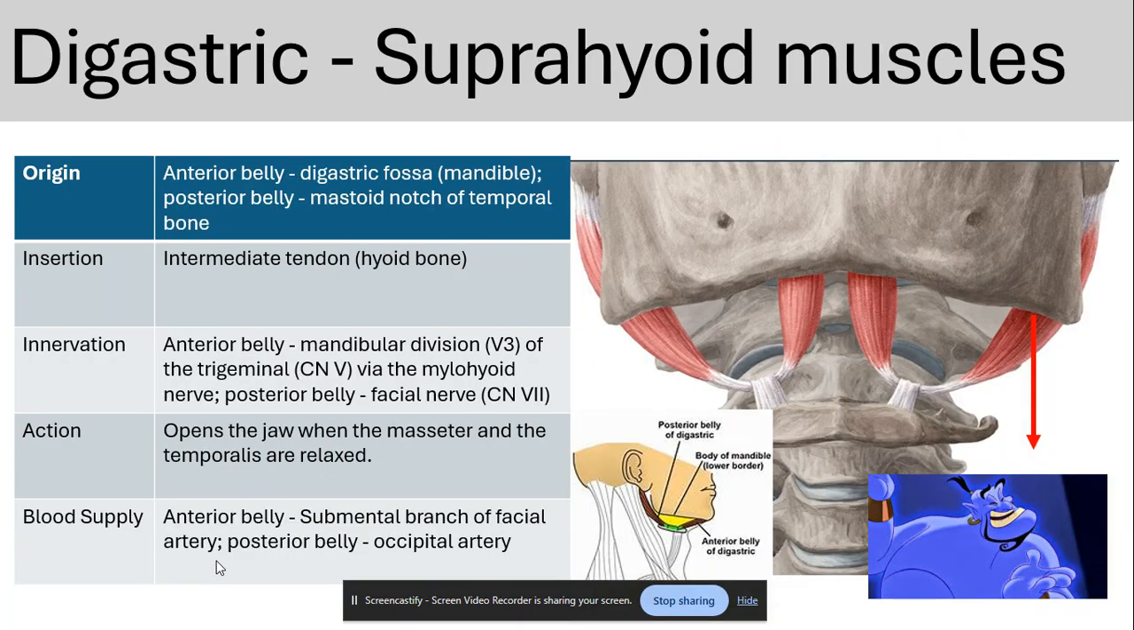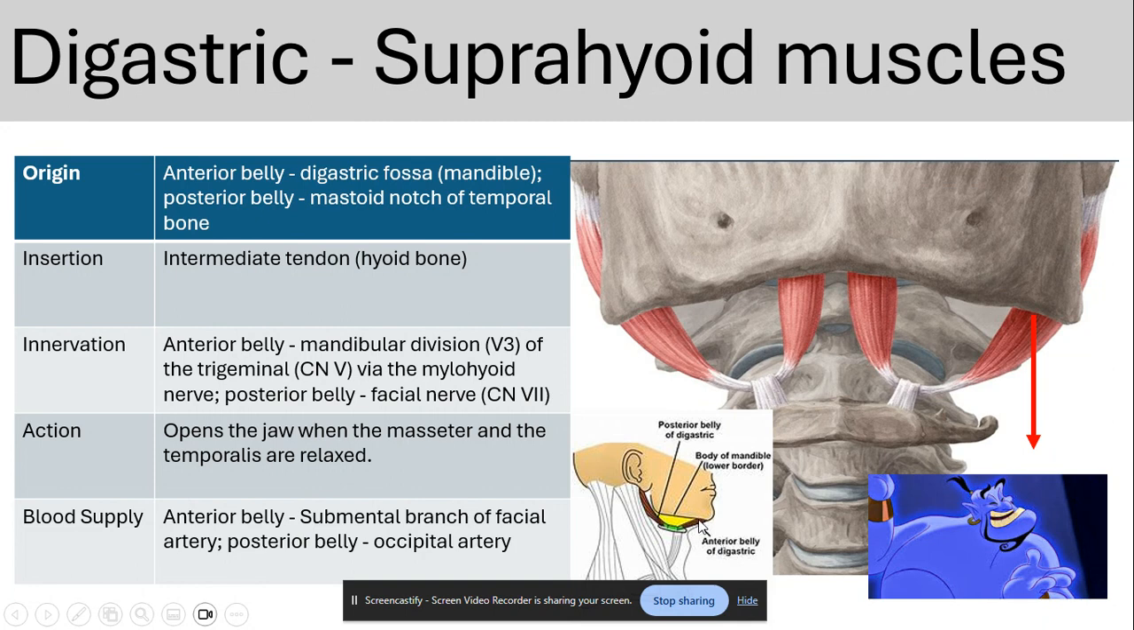All right, digastric, okay, is a suprahyoid muscle superior to the hyoid bone, right? Anterior belly, digastric fossa, that's the origin. As you can see in this picture, this is the digastric fossa, this is posterior, and this is anterior.